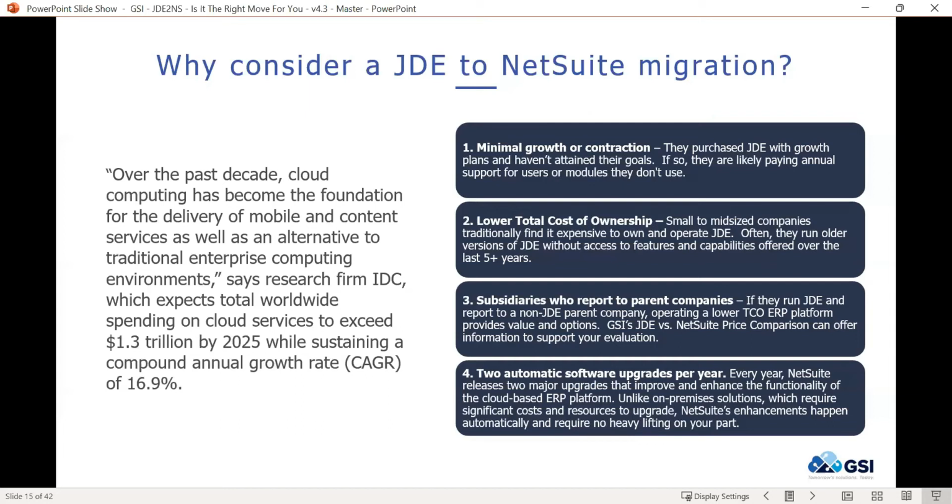And then, of course, I shared earlier, the automatic upgrades that are available to teams every year, those become very attractive when companies start looking at the long-term total cost of ownership around maintaining and managing those.